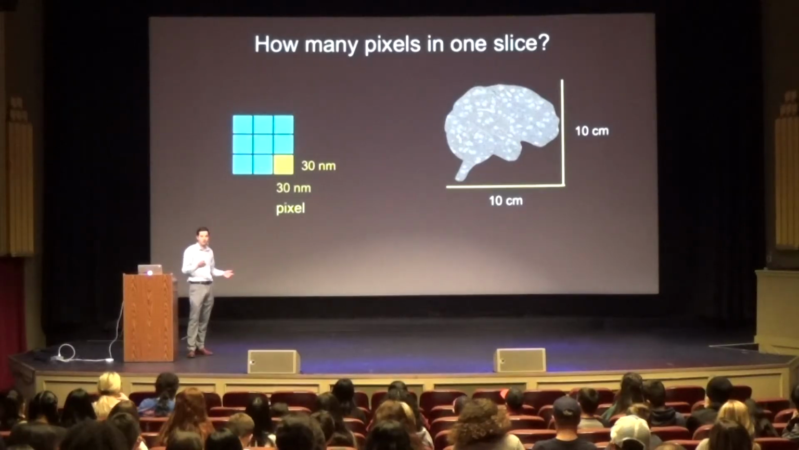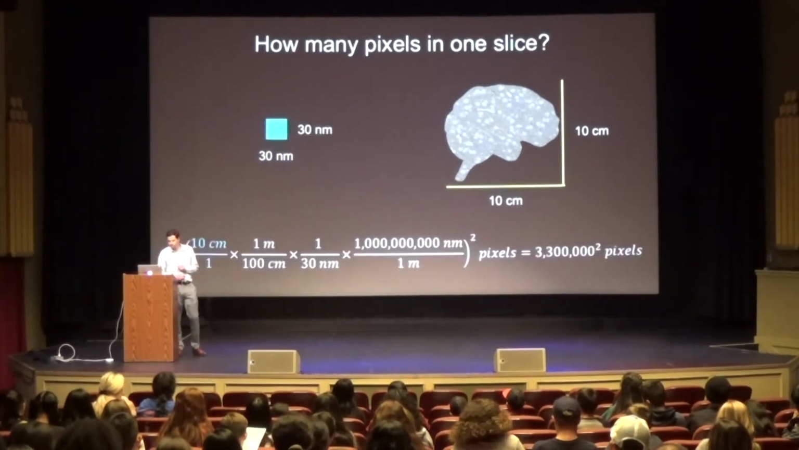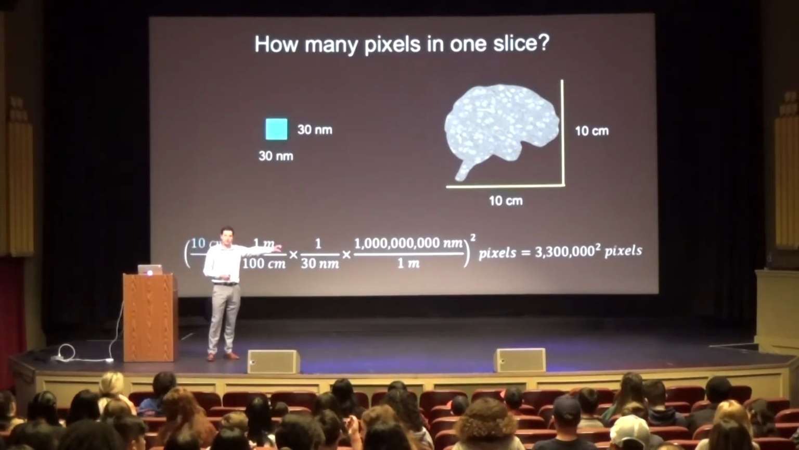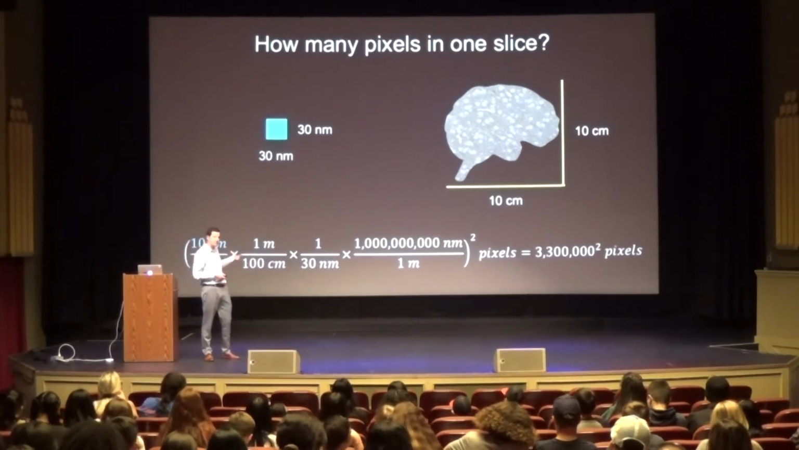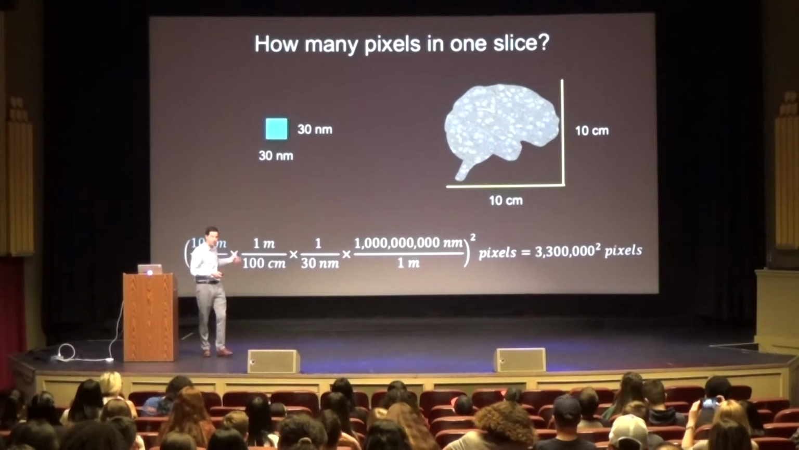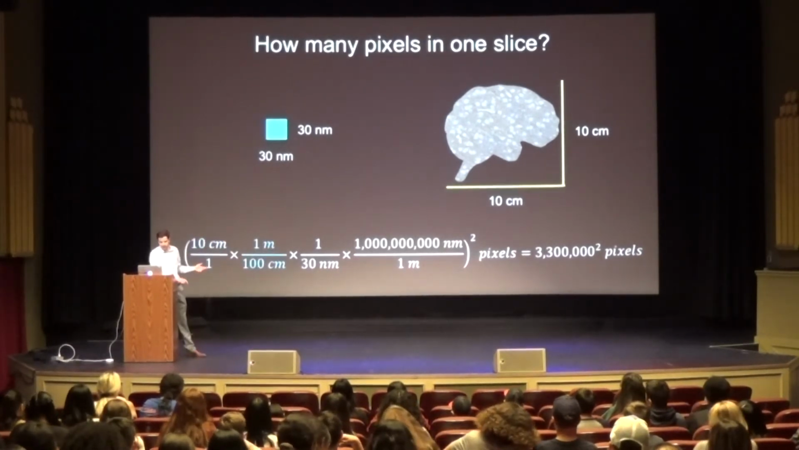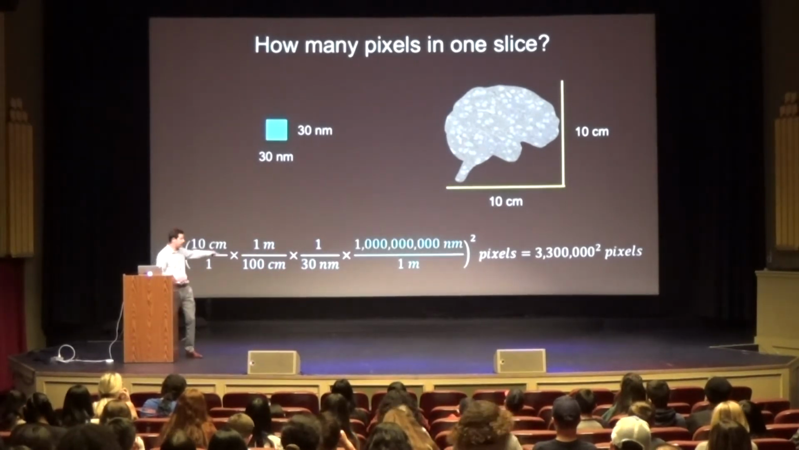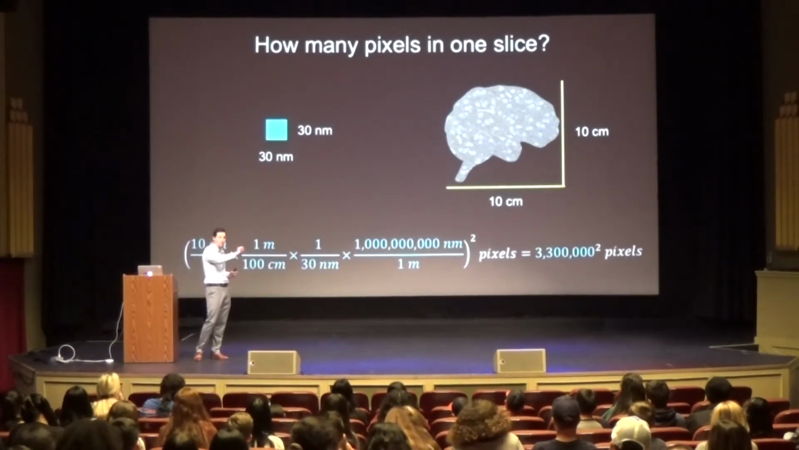Now, this is enough information for us to figure out how many pixels are in a single slice micrograph. We'll do this first for a single row of pixels along the image. We have to take the length of that row, which is 10 centimeters, and divide it by 30 nanometers, and then convert the units. So we start with 10 centimeters, convert units to meters, divide by 30 nanometers. There are a billion nanometers in a meter, and that gives us about 3 million pixels along one row.